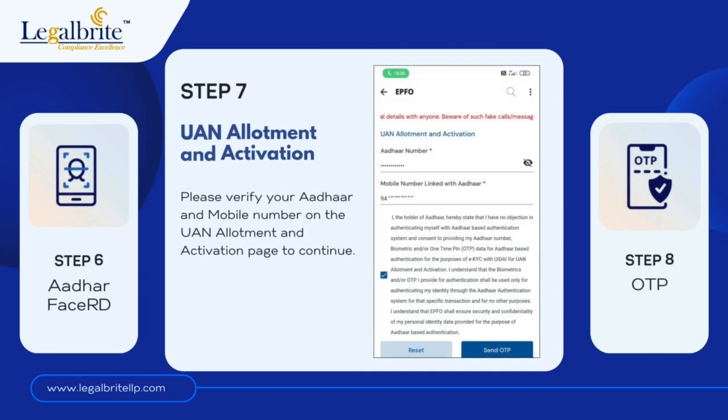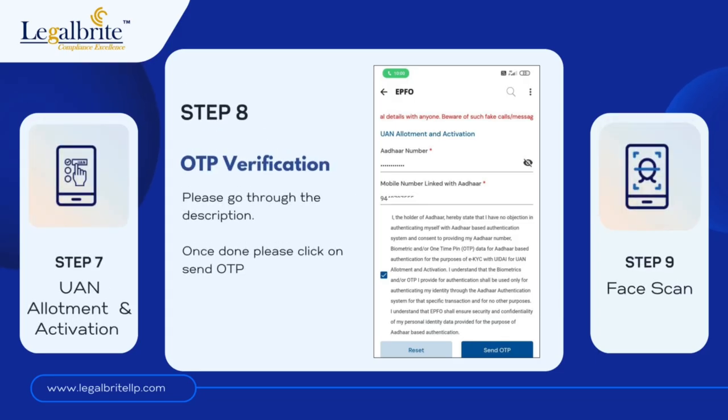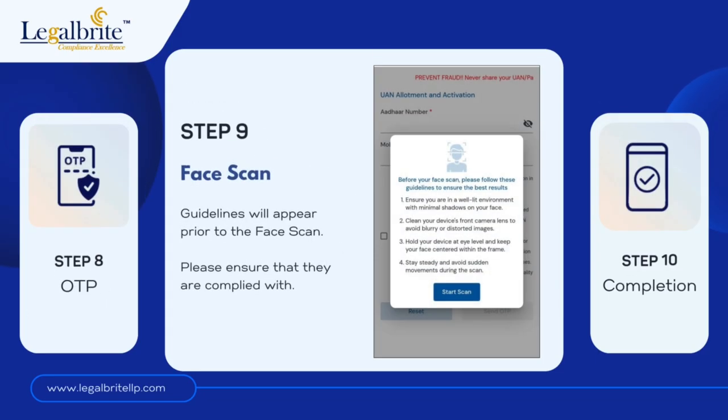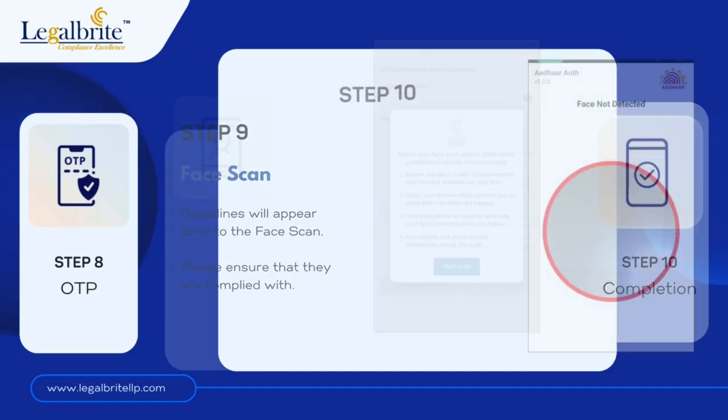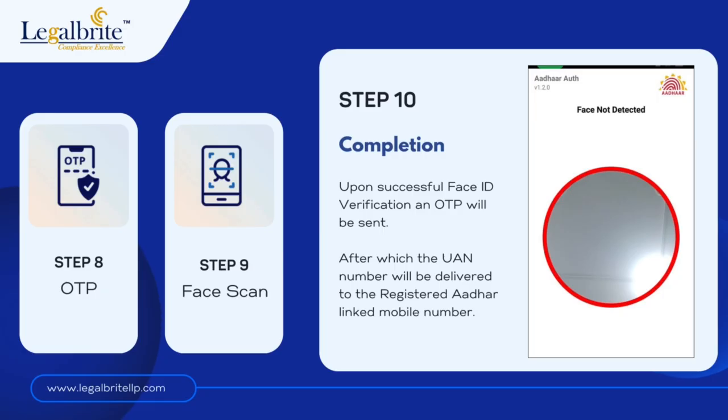Once installed, verify your Aadhaar and the mobile number, send the OTP and do a quick face scan following the instructions. After successful verification, you'll receive one last OTP and boom, your UAN number will be delivered straight to your Aadhaar linked mobile. Super quick and easy, right?